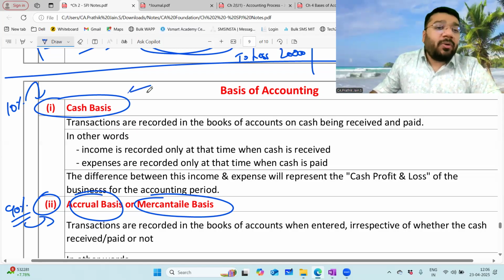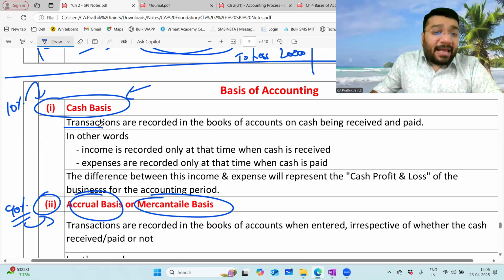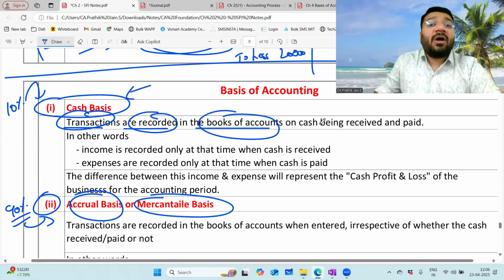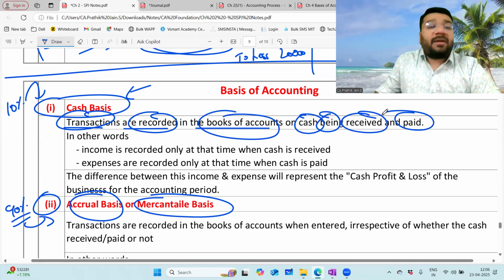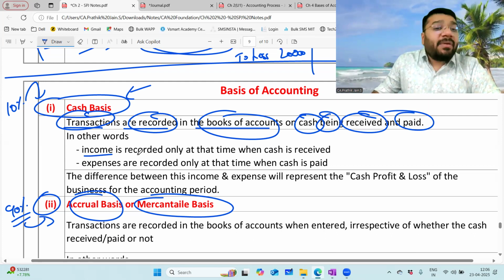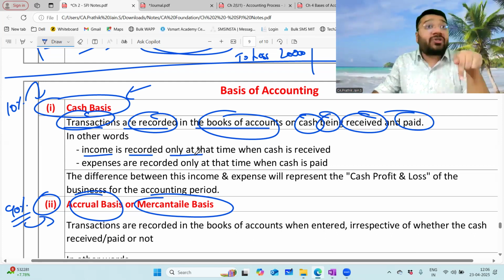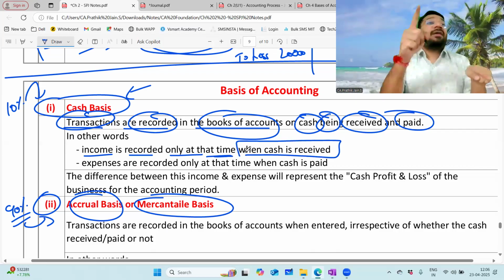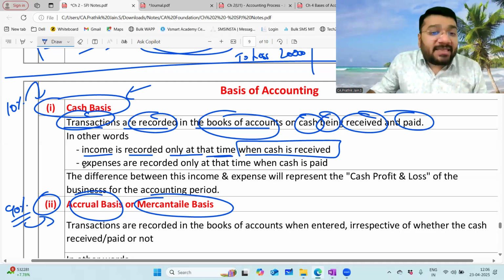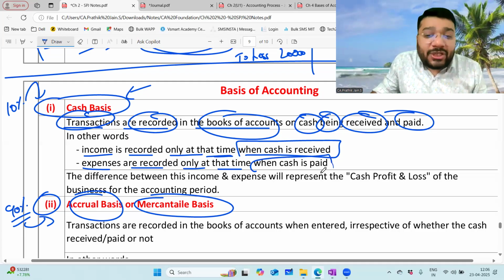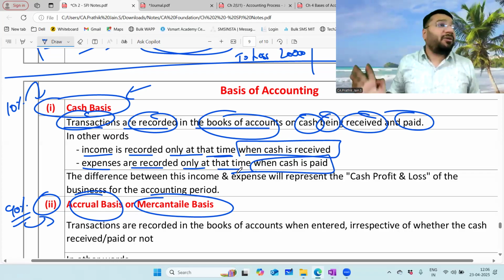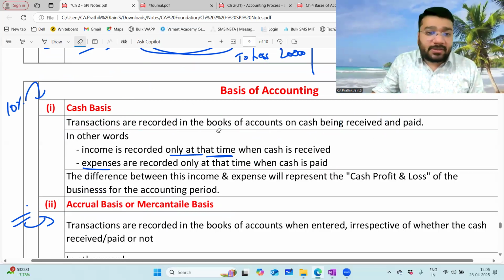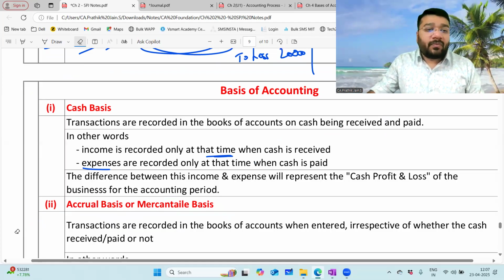Sir, what is the meaning of accounting on cash basis? Under cash basis, transactions are recorded in the books of accounts upon cash being received or paid. In other words, income is recorded in the books only when the cash is received. If money is received, I'll record income, otherwise not. Expenses are recorded only when cash is paid. Money paid, expense; otherwise, not. This is called accounting on cash basis. Any problem? Online people, any problem in this?